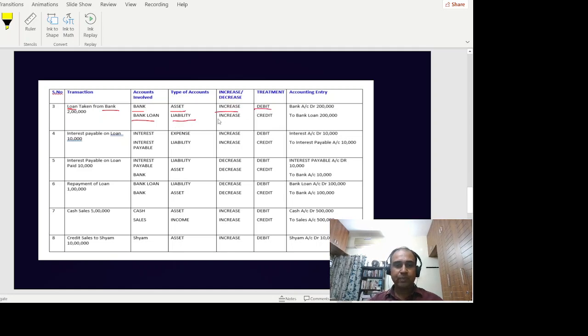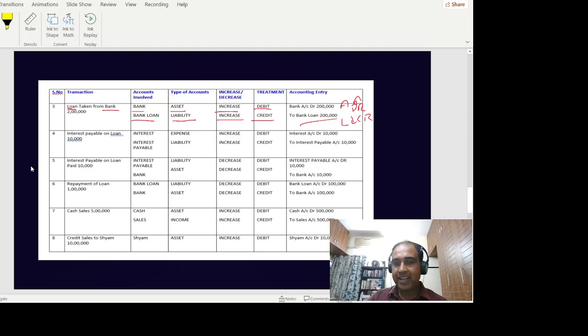When an asset increases, what do we have to do? We have to debit it. And when a liability increases, what do we have to do? We have to credit it. So this is an asset which is increasing, we have to debit. And bank loan is a liability which is increasing, so we have to credit. So the entry will be bank account debit to bank loan account.